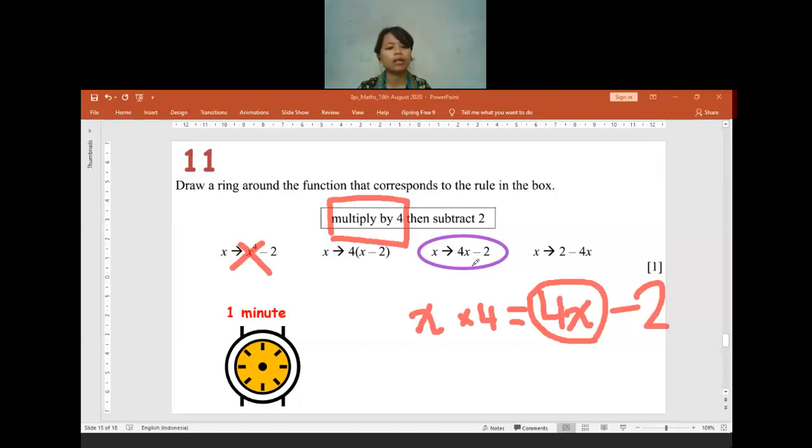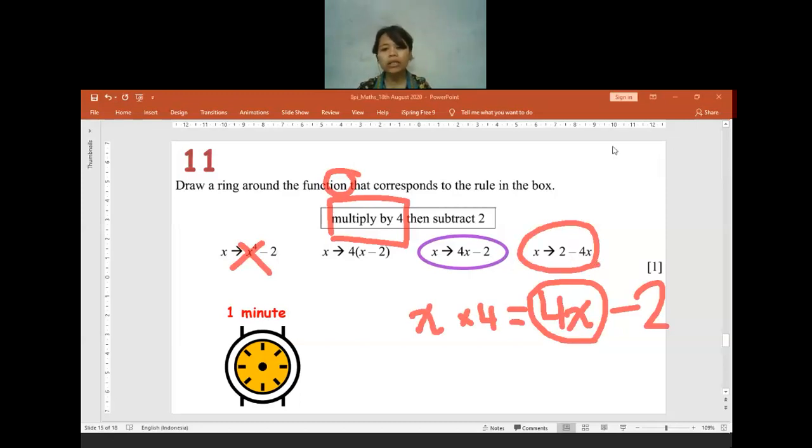The answer is only one, because it says the function, not functions. So the answer is only one. If any one of you answered two, maybe this is correct and you put another circle on it, I put a half mark on it.